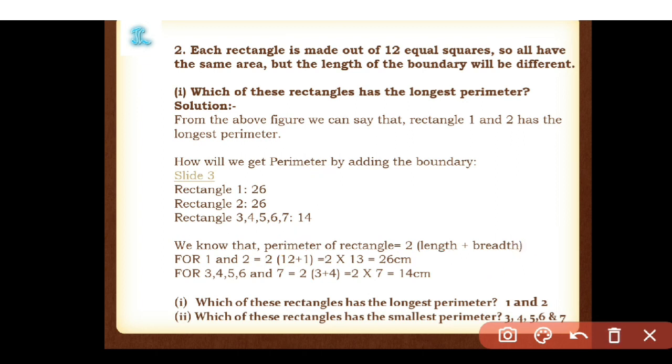So the question given for us is, which of these rectangles has the longest perimeter? The longest perimeter is for rectangle 1 and rectangle 2. And which of these rectangles has the smallest perimeter? The smallest perimeter is 14, that is for rectangles 3, 4, 5, 6 and 7. Okay children, understood till here? Thank you.